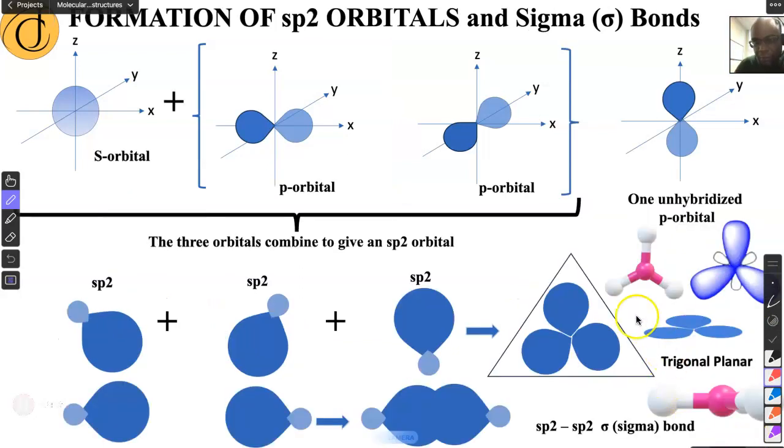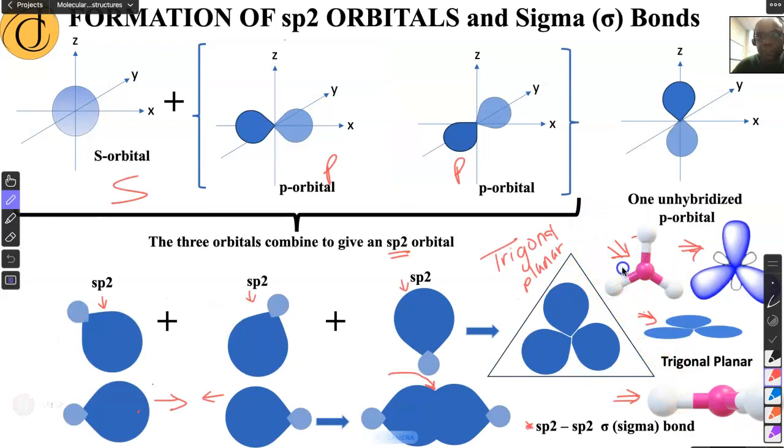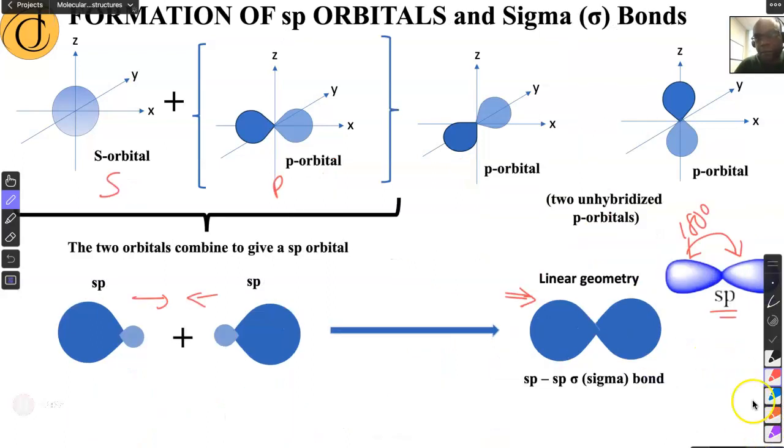I forgot to tell you, sp2 will always give you a bond angle of 120 degrees, but sp will give you a bond angle of 180. I told you sp3 will give you 109.5. So these hybridizations go with the electron domains, and they tend to help you predict the bond angle.